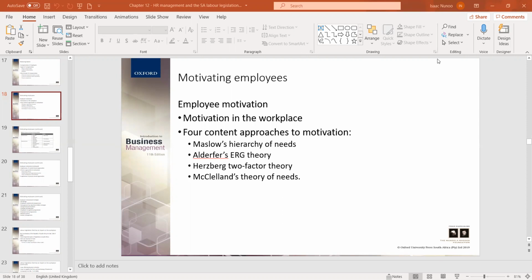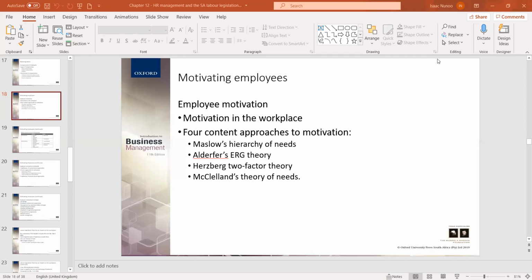That is what we call the content approach and the process approach. The content approach tries to determine those things that are actually motivating people to do things. That is, what are the things motivating people? And the process approach focuses on the actual process, or how the motivation goes on.